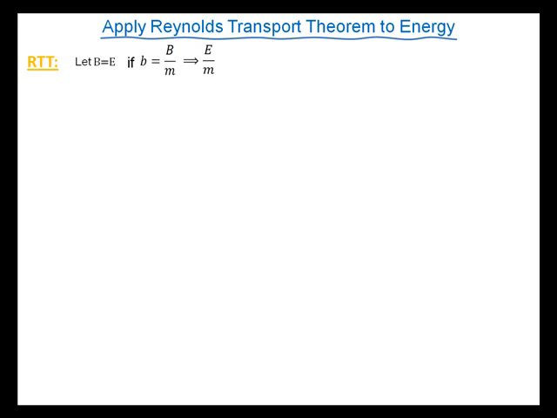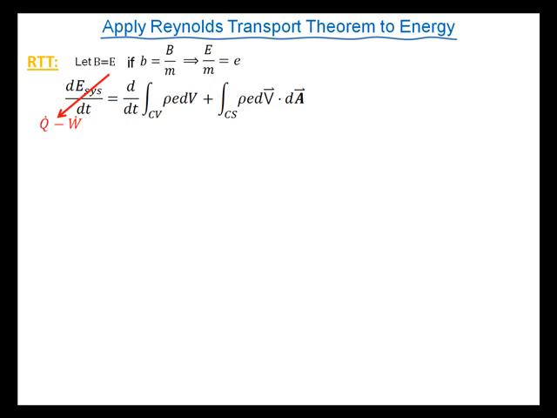So let's go back to Reynolds transport theorem. Everywhere I had a lowercase b, we're going to put specific total energy, and on the left-hand side where I had capital B, we're going to replace that with the total energy of the system. Now recall from a closed system that the change in the total energy of my system with respect to the change in time is equal to the rate of heat transfer into the system minus the rate of work into the system.